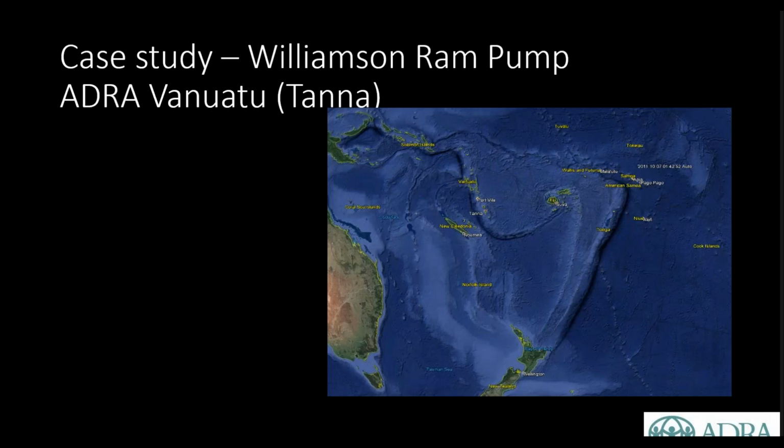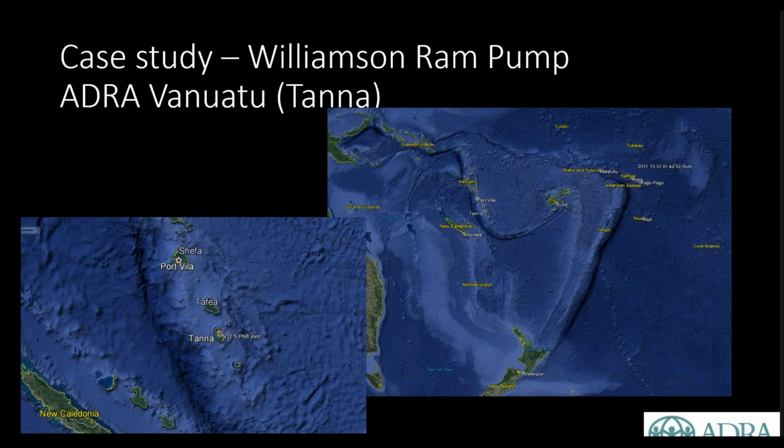So I just want to talk you through a case study that we've used in Vanuatu. It's called a Williamson ram pump, and it's been installed on the island of Tanna. Hopefully you can see a Google map image there, which shows where Vanuatu is, for those of you who may not be familiar with its location. It has lots of different islands, and one of the more southern islands is called Tanna. So we're focusing on the area of Tanna.